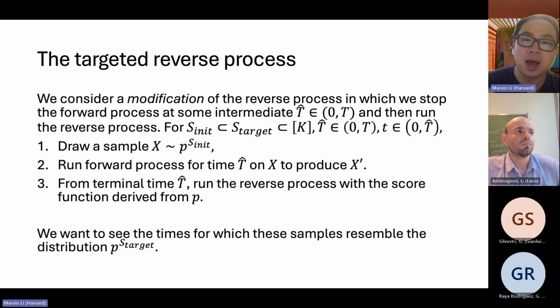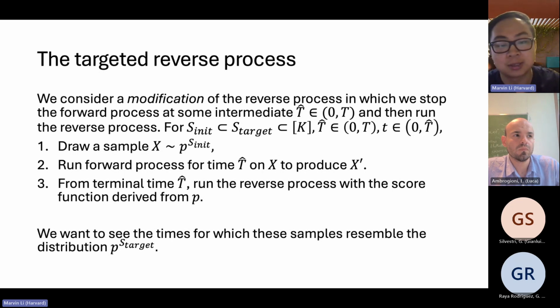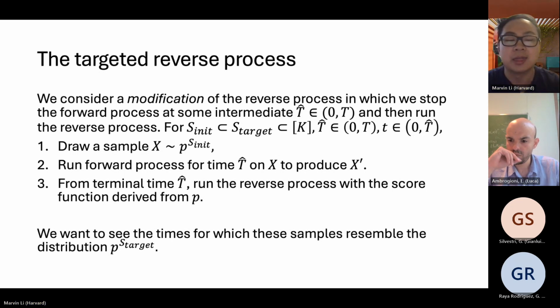In this paper, we consider the targeted reverse process, a modification of the reverse process. Let's say we start with some S init and S target. We draw a sample from S init, then run the forward noising process to time T hat to produce some sample X prime. From this terminal T hat, we run the reverse process with a score function derived from P, the diffusion model's learned score function. We want to see when this distribution of samples represents P S target.